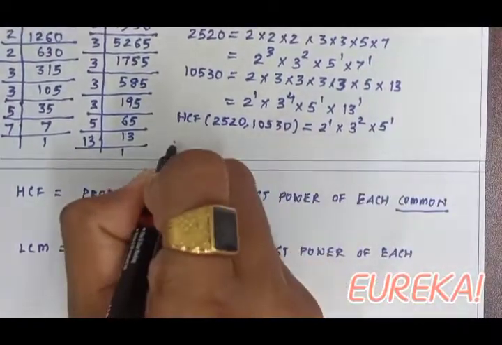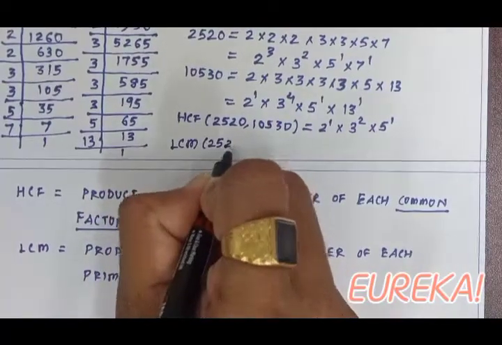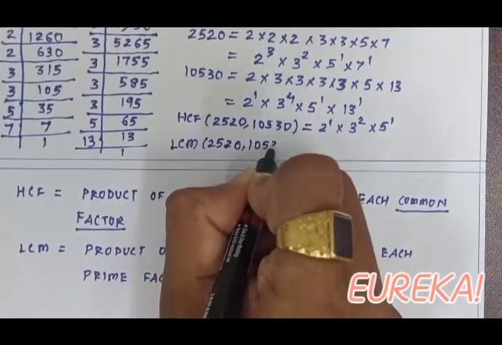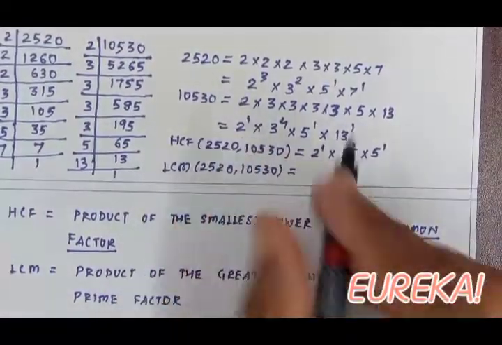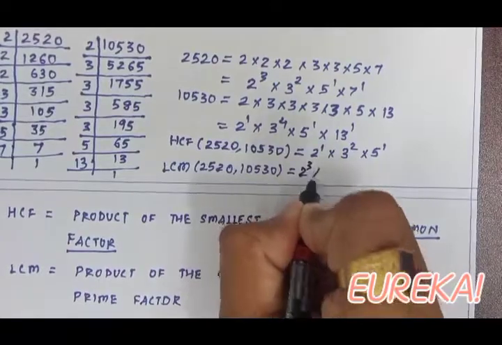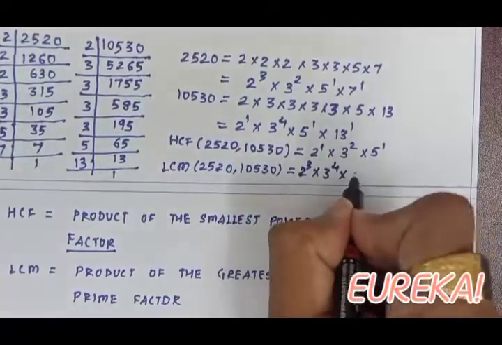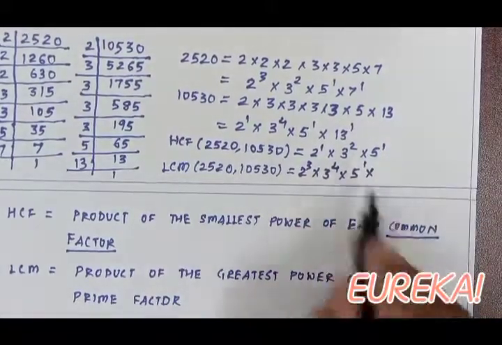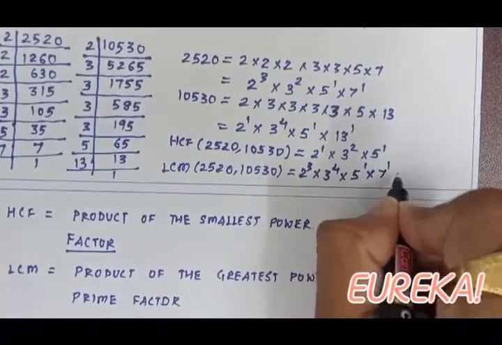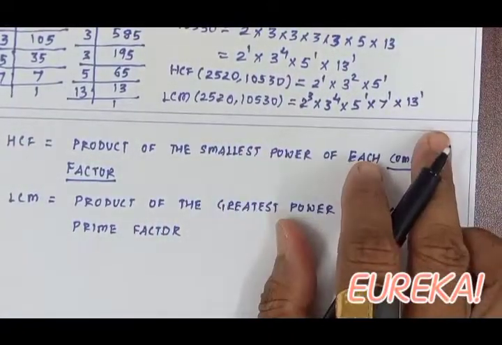Same way, LCM of 2520 and 10530 will be, what is the rule? Product of the greatest power of each prime factor. Now 2 is common and greatest is 2 raised to 3. 3 is common and the greatest is 3 raised to 4. 5 is common, greatest is 5 raised to 1. 7 is not common, but we are not considering only the common ones, so 7 raised to 1 and 13 raised to 1. All the factors with their greatest power we have considered.